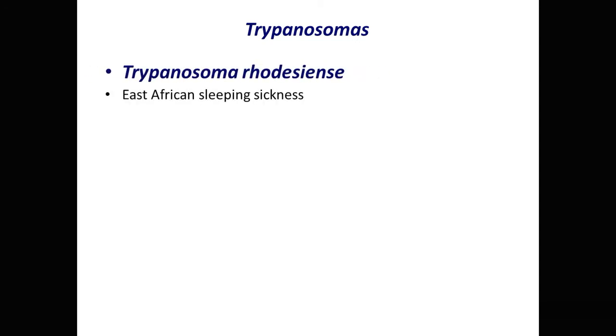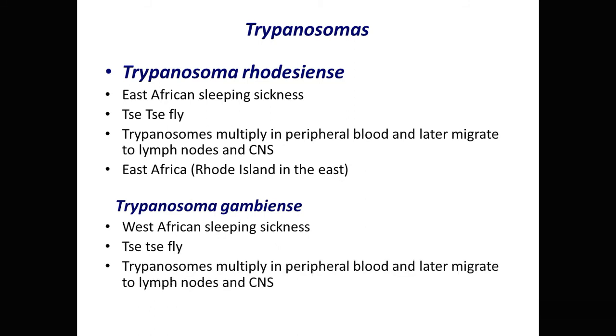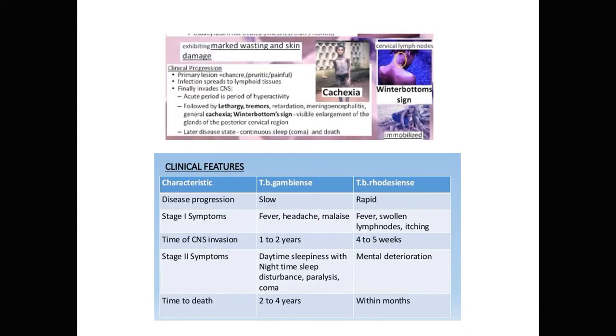So, Trypanosoma rhodesiense and gambiense cause African sleeping sickness. Trypanosoma rhodesiense is distributed in East Africa, and gambiense in West Africa, in Gambia, that's why the name, and both cause sleeping sickness. Trypanosomes multiply in the peripheral blood, but then they move to the CNS and lymph nodes, both. So let's keep the cycle and move to the disease.